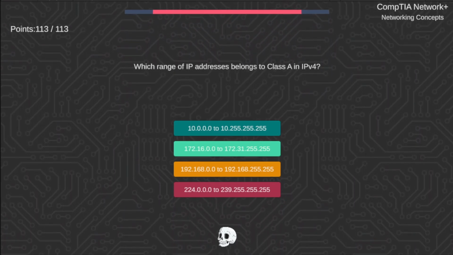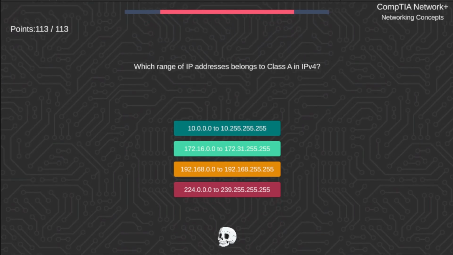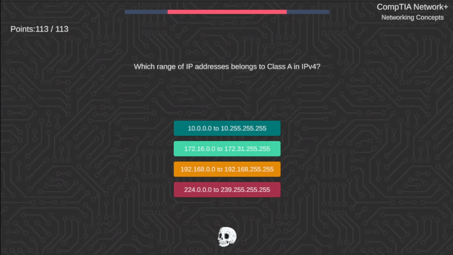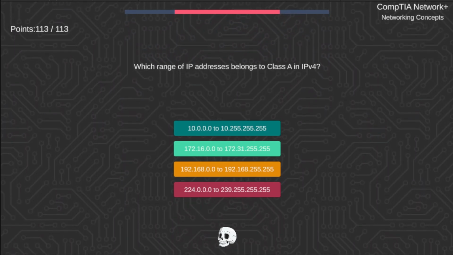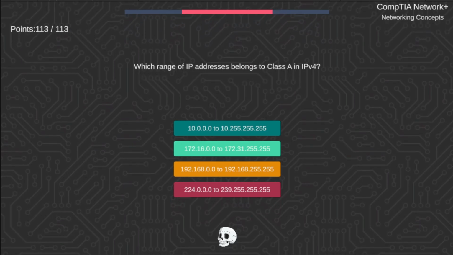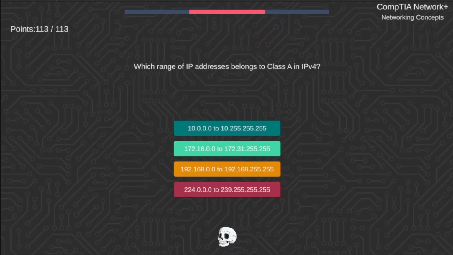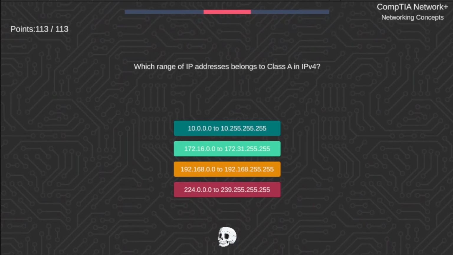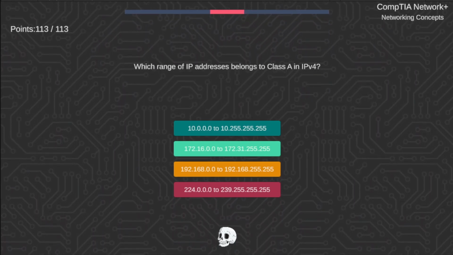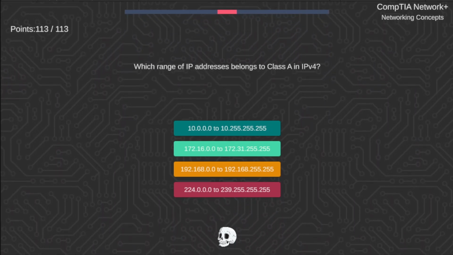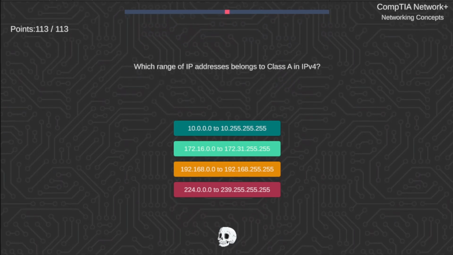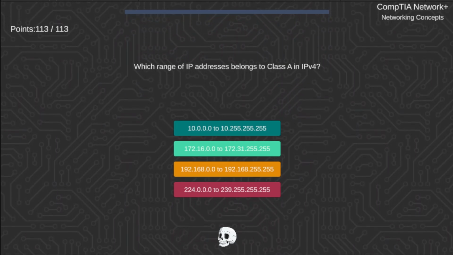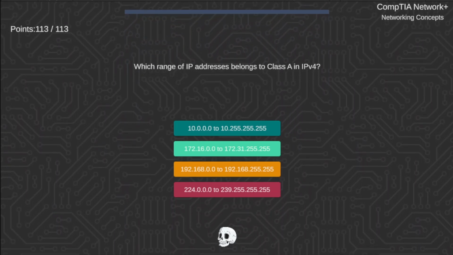10.0.0.0 to 10.255.255.255, 172.16.0.0 to 172.31.255.255, 192.168.0.0 to 192.168.255.255, or 224.0.0.0 to 239.255.255.255. Which one belongs to Class A in IPv4?